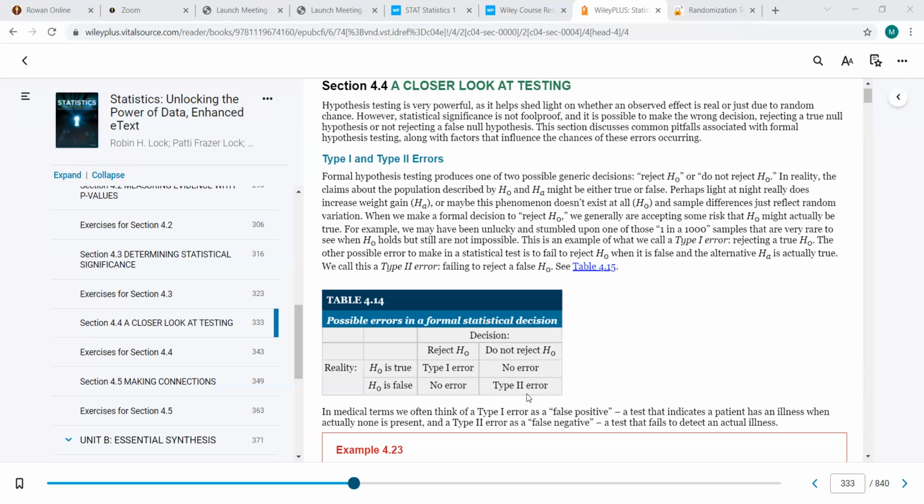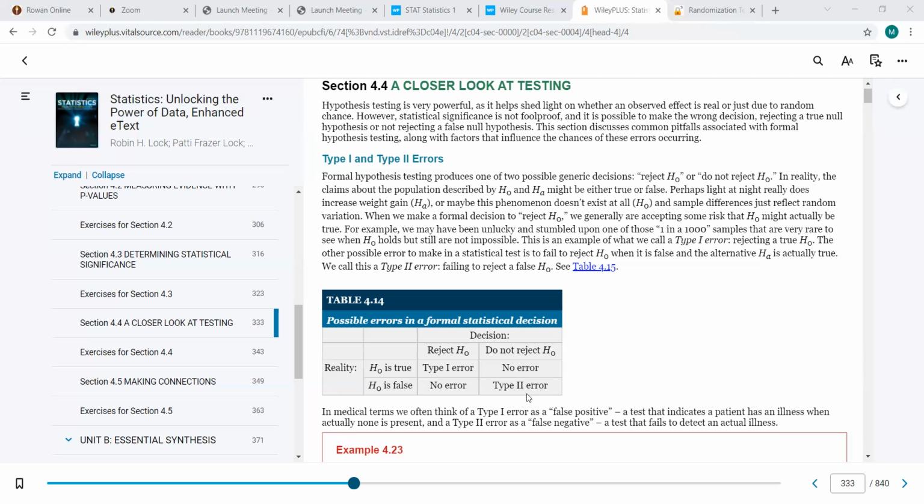That's beta. Now, calculating beta is not easy, and it's not part of our course. So the only thing that you need to know is what a type 2 error is. That is, we do not reject the null hypothesis when it's false. And you need to know that the probability of a type 2 error is called beta. And that's all you need to know. You don't need to know anything else about beta.